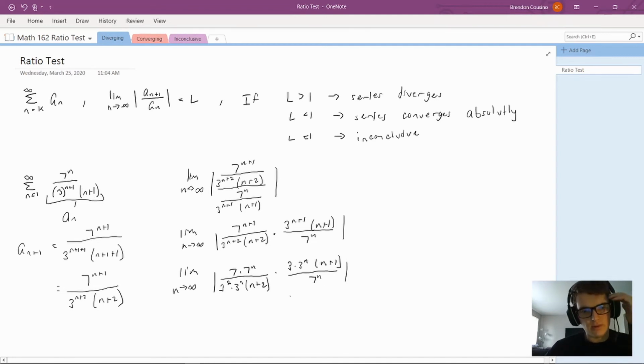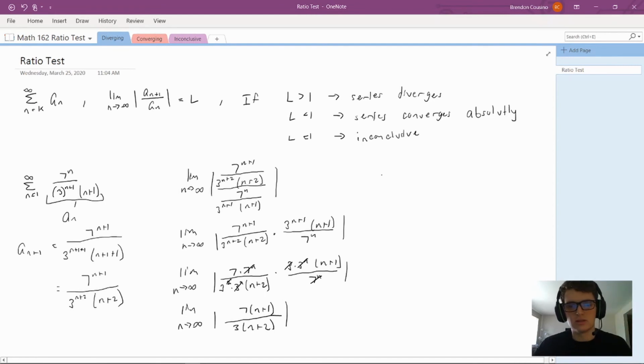Okay, so now what we want to do is let's simplify. So I have a 7 to the n I can cancel out here, 7 to the n. A 3 to the n I can cancel out. I have this 3 is going to cancel with one of the 3's that's in my exponent. And let's see what we're left with. So we're going to have the limit as n approaches infinity. Looks like I have a 7 times n plus 1 in the numerator. And in the denominator, it looks like I have a 3 times n plus 2. Okay, so let's go ahead and finish simplifying this, and then we'll evaluate the limit.